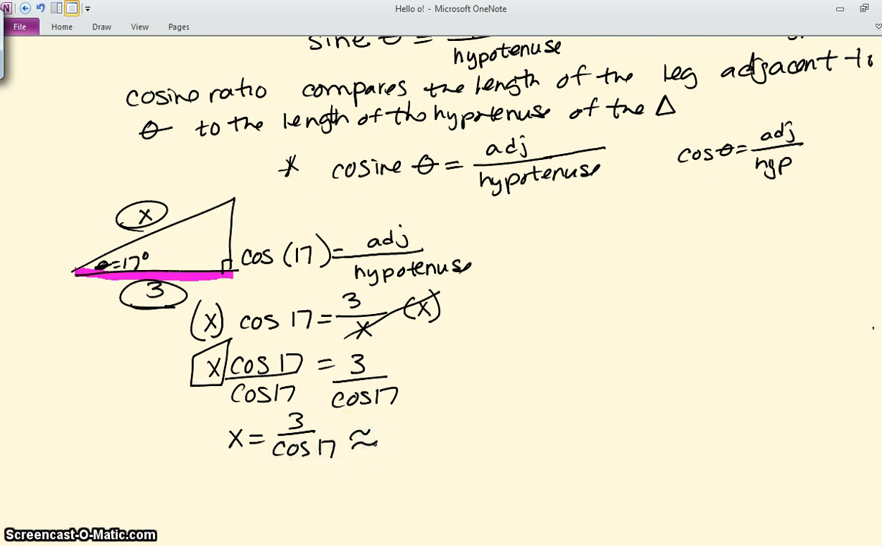and it's approximately equal to, grab your calculator and push those buttons, making sure you're in degree mode, 3 divided by the cosine of 17 is approximately 3.14.